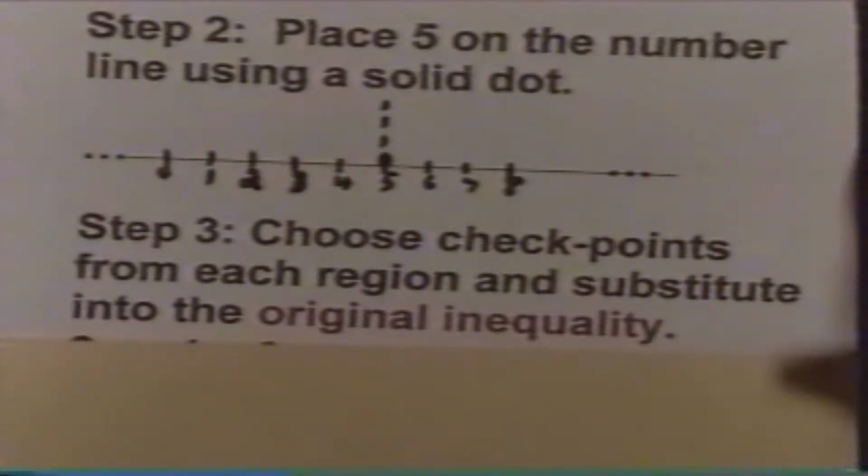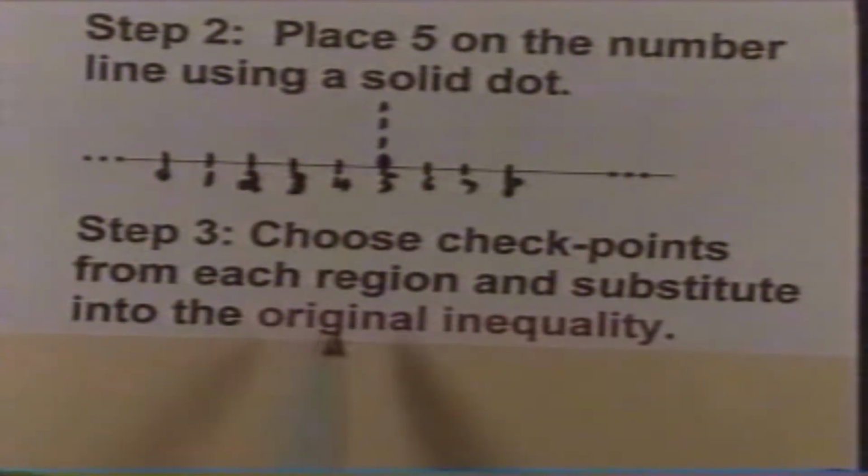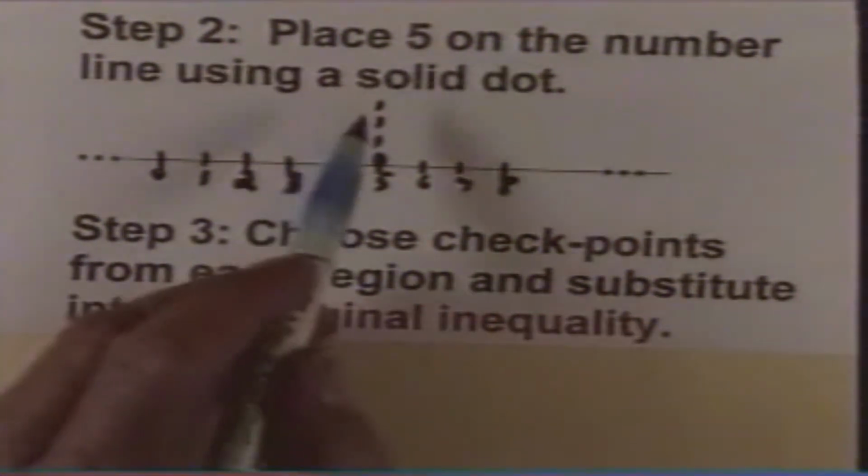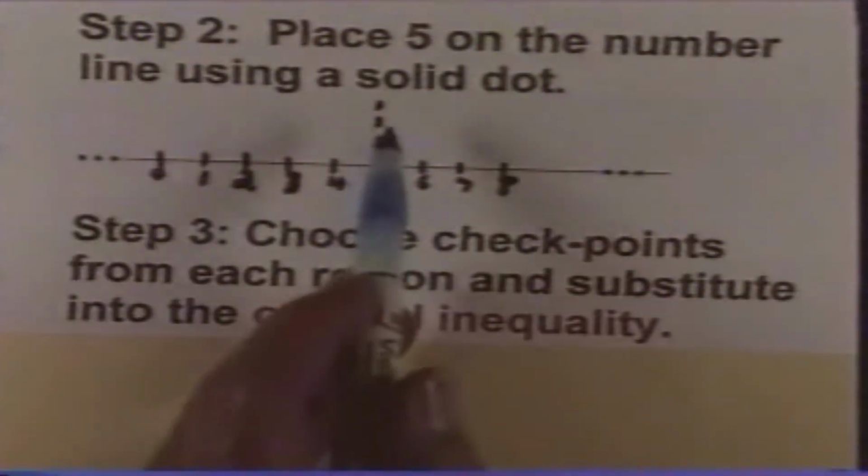Step 3 says choose checkpoints from each region and substitute into the original inequality. So I put the original in red to emphasize you go back to the original inequality once you choose your checkpoints. So it doesn't matter what you pick as a checkpoint as long as you pick one that is left of 5 and you pick one right of 5.